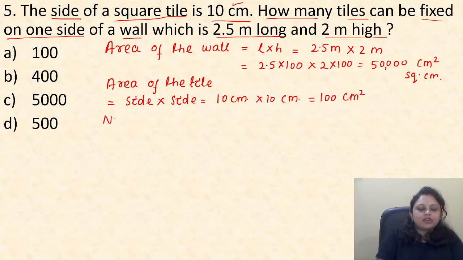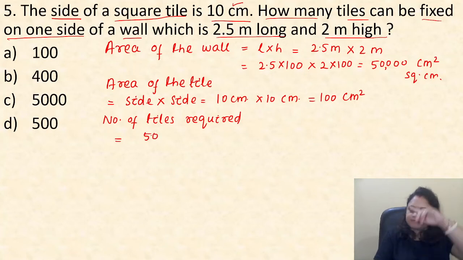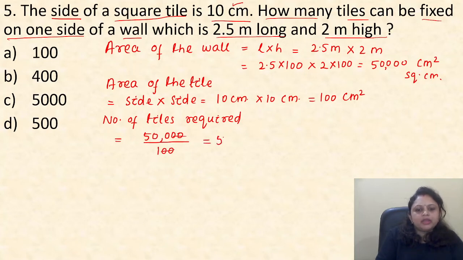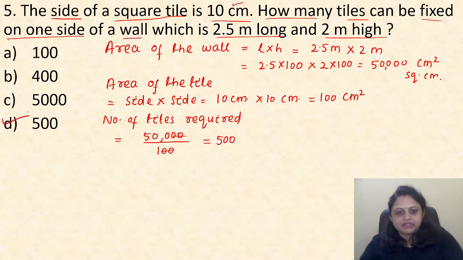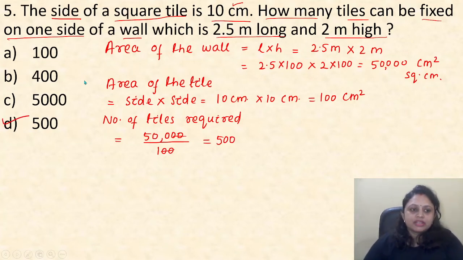So what is the number of tiles required? The number of tiles required is equal to the area of the wall that needs to be tiled, that is 50,000, divided by the area of the tile, that is 100. So it will be 500. So the correct answer is option D, that is 500. Got it? Coming to the next question.